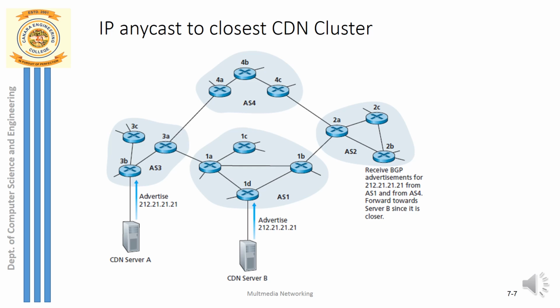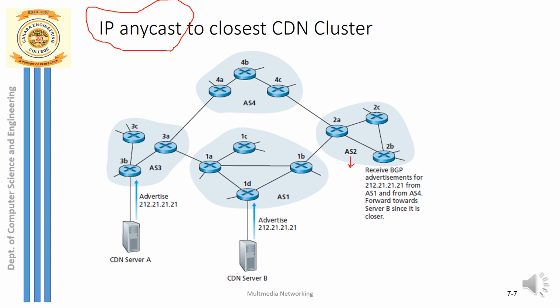One technique to choose the closest CDN cluster is the IP anycast method. For this, you just have to recall some BGP and autonomous system concepts that we have seen. Suppose I have four autonomous systems, AS1, AS2, AS3, and AS4, and a client located in AS2 wants to watch a video file.